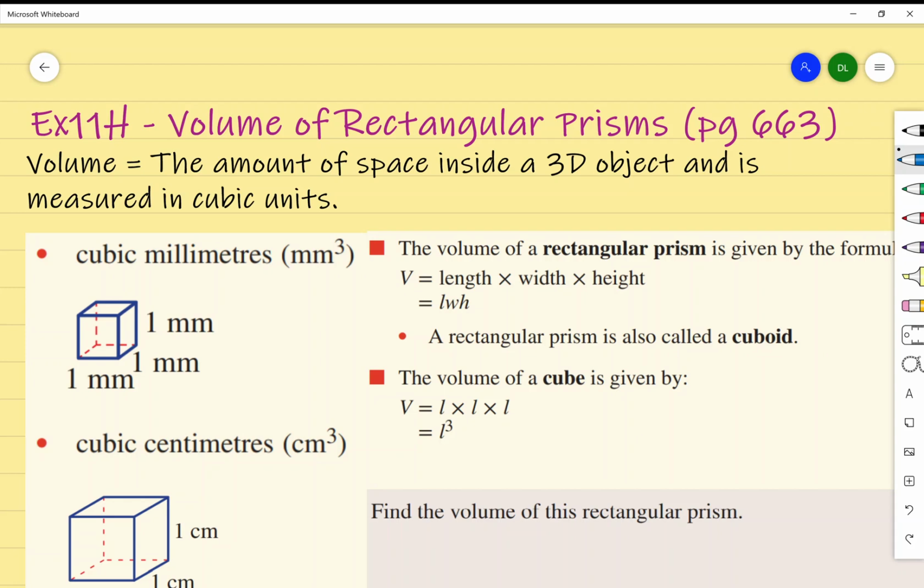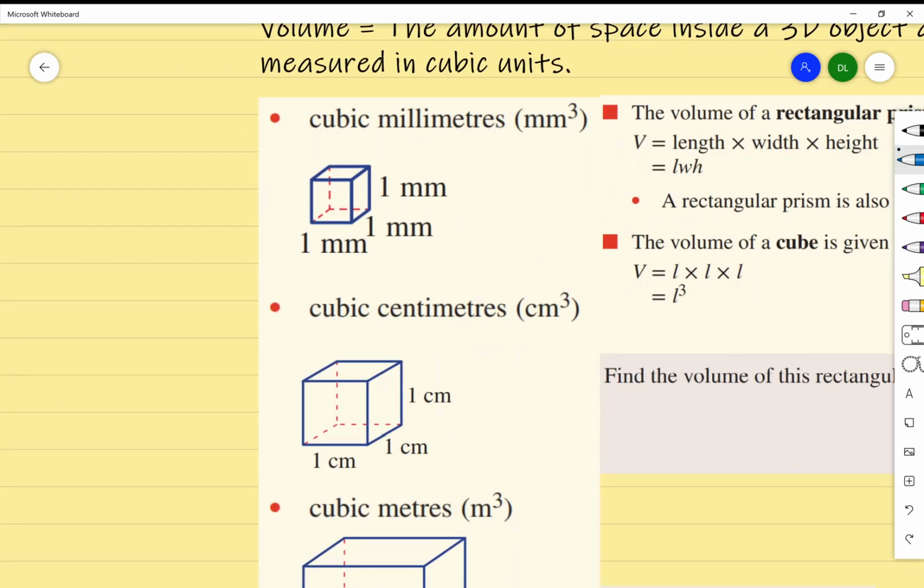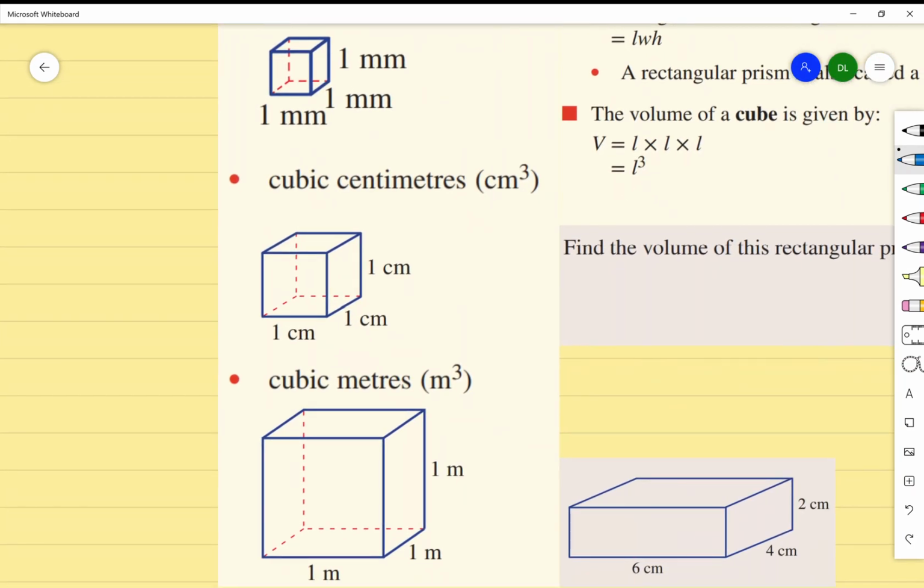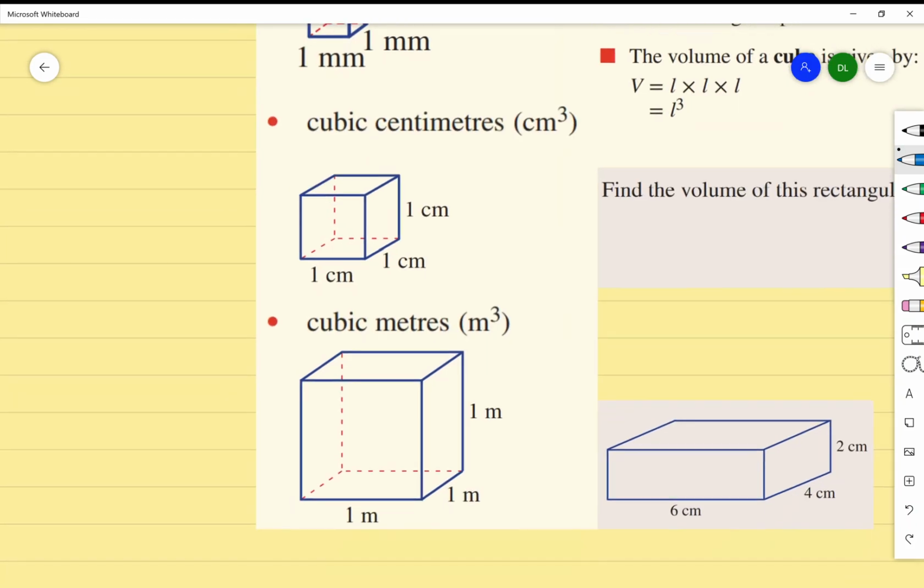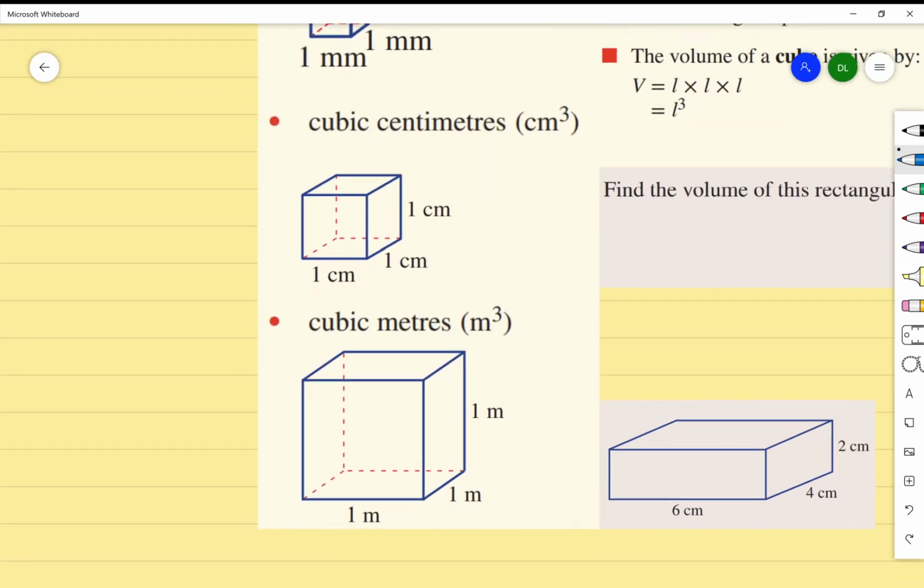I've included a couple of examples just so you can see over here. Cubic millimeters is a 1 by 1 by 1 millimeter cube. A cubic centimeter, same thing, but 1 by 1 by 1 centimeter. And you can imagine, of course, 1 by 1 by 1 meter. It's going to give us meters cubed.